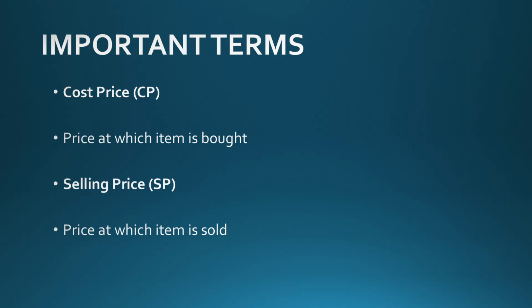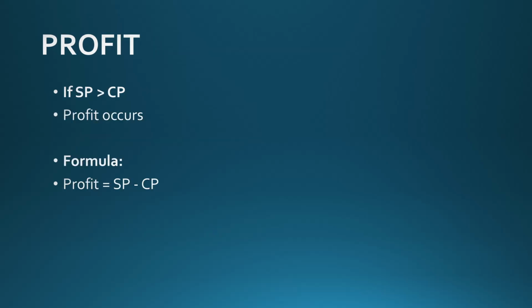Cost price. It means the price at which we purchase an item. Selling price. It means the price at which we sell the item. If selling price is greater than cost price, then profit happens. Example, I bought a pen at rupees 10 and sold it for rupees 15. Profit equal to 15 minus 10, which is rupees 5.